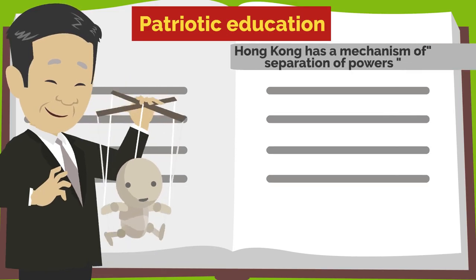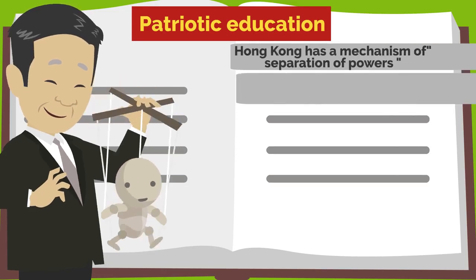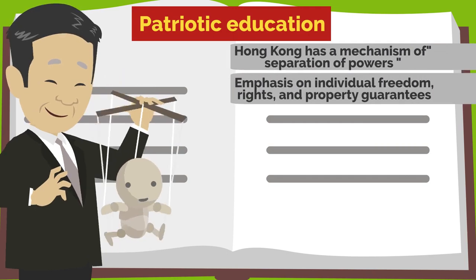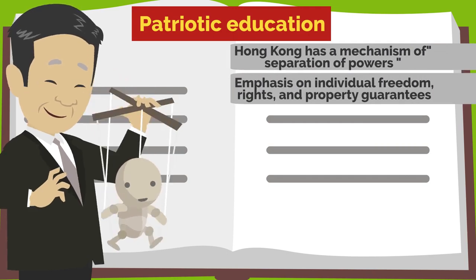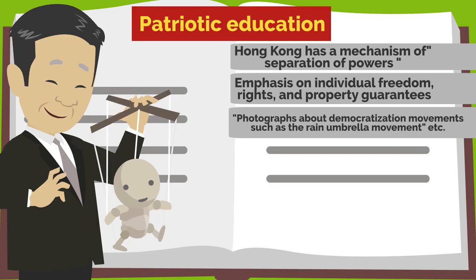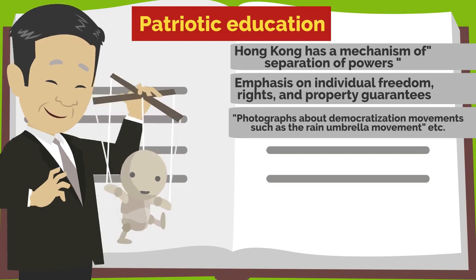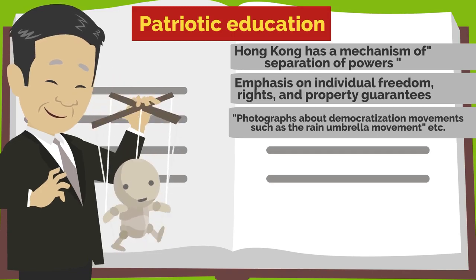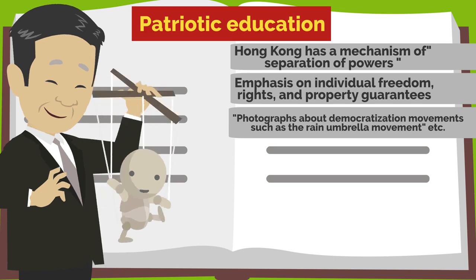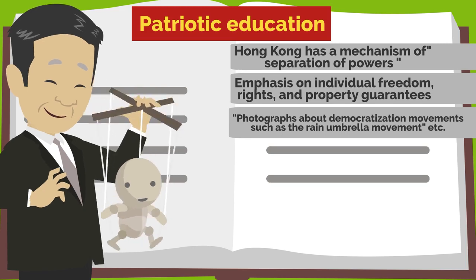Hong Kong has a mechanism of separation of powers, with emphasis on individual freedom, rights, and property guarantees. Photographs about democratization movements such as the Umbrella movement, and regarding the protest demonstrations against the government in 2019.